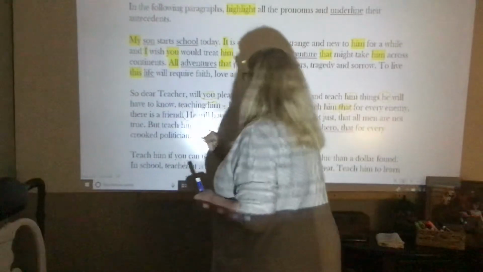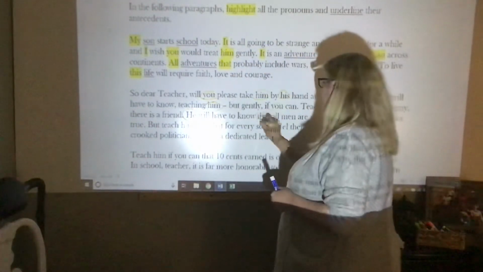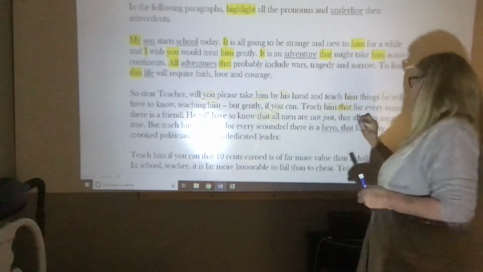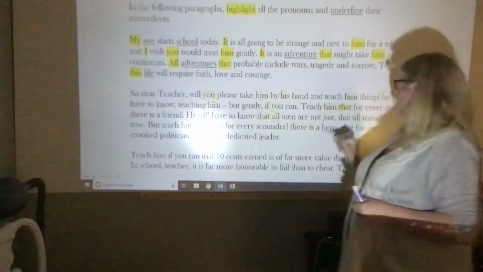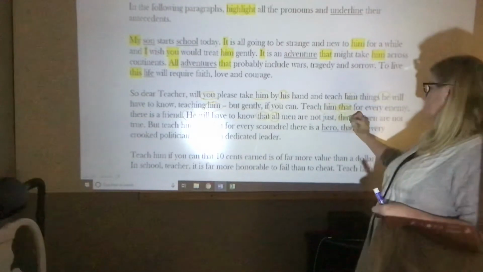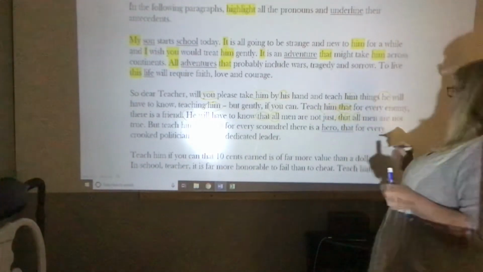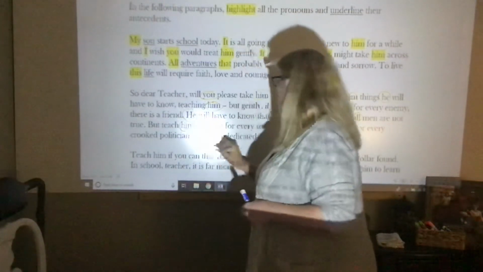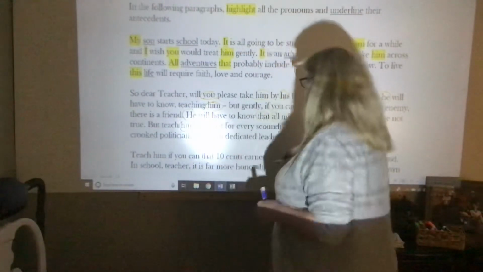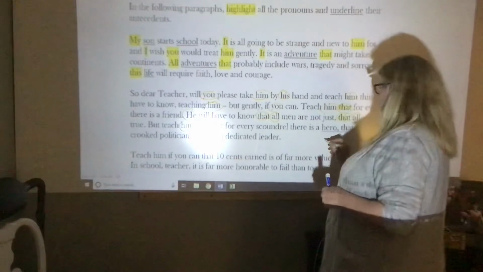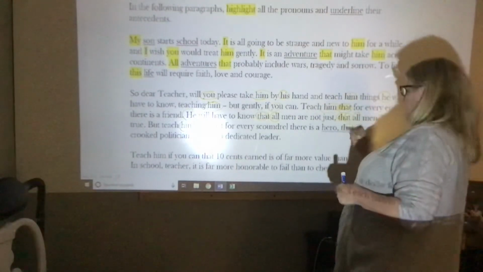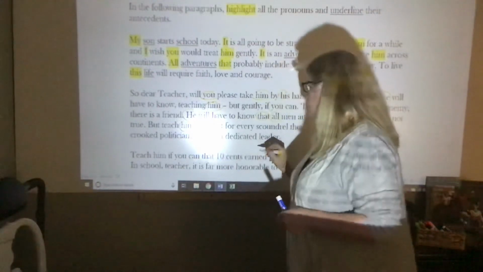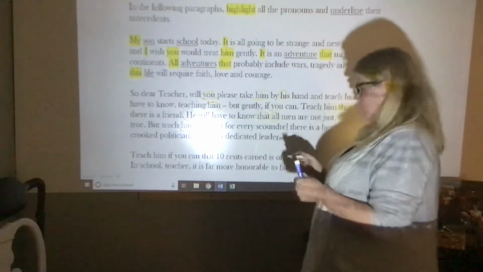He will have to know that all men are not just, that all men, there it is again, see, told you, I forget it all the time too. All men are not true, but teach him also that for every scoundrel there is a hero, that for every crooked politician there is a dedicated leader.